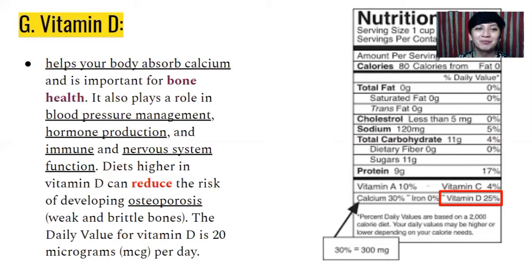Okay? Like this one. It helps your body to absorb calcium and it's important for bone health also. It also plays a role in blood pressure management, hormone production, immune and nervous system function. Diets higher in vitamin D, you know, okay, can reduce the risk of developing osteoporosis, again, the weakening and make your bones brittle. The daily value for vitamin D is 20 micrograms per day. Okay, so do not forget that.